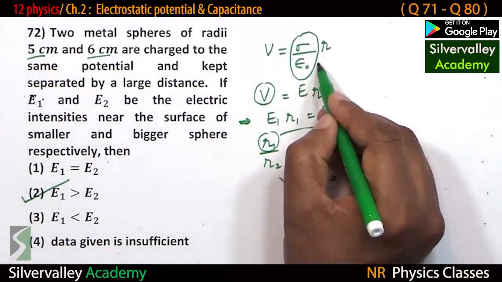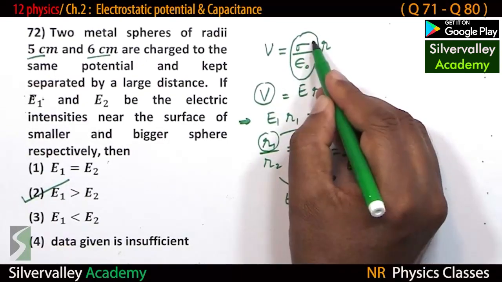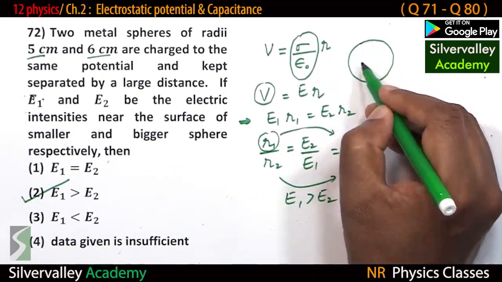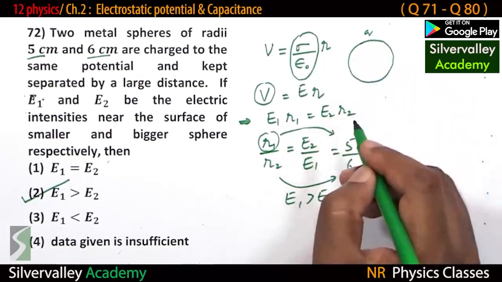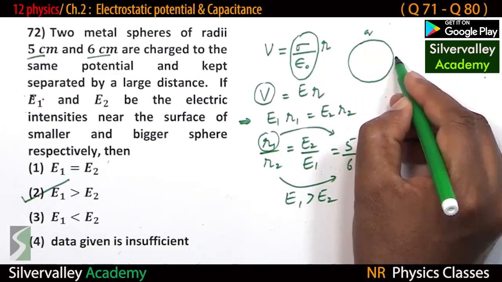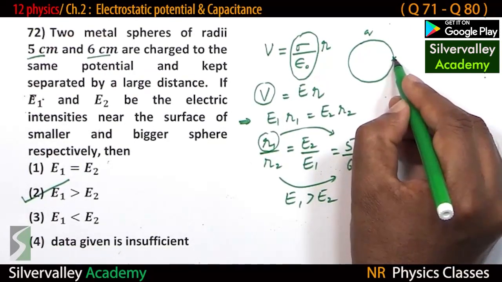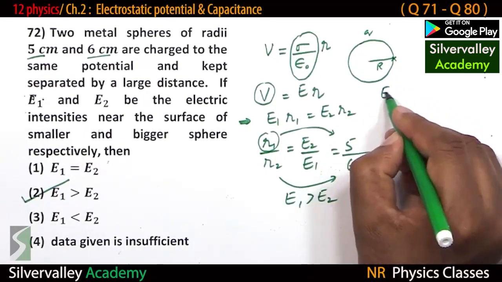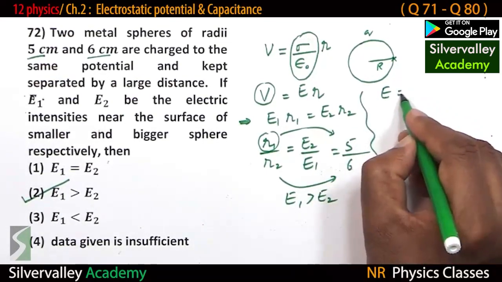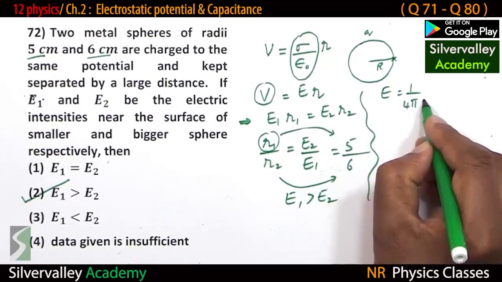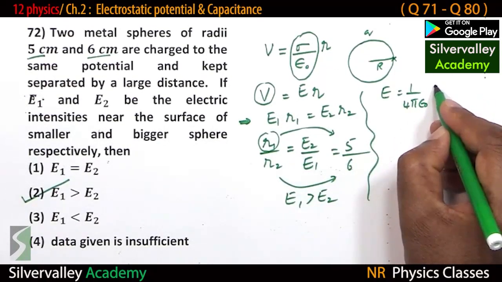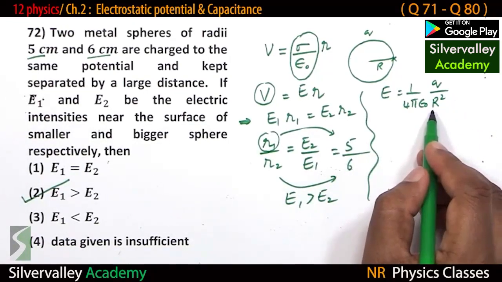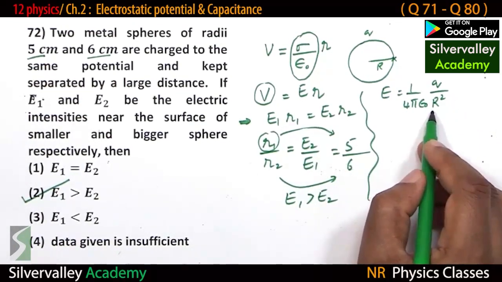And how is this electric field? If this is a charged spherical shell, the electric field very close to the sphere, on the surface of the sphere, if the radius is capital R, is equal to the constant 1 by 4 pi epsilon naught times charge by R square, isn't it? This is from the first chapter, electric charges and fields.